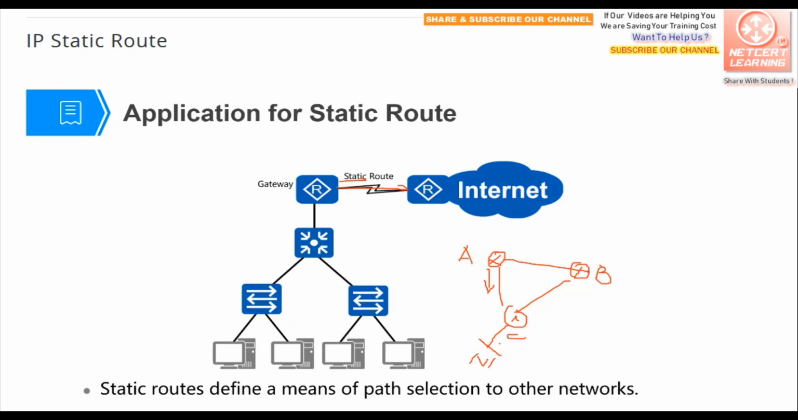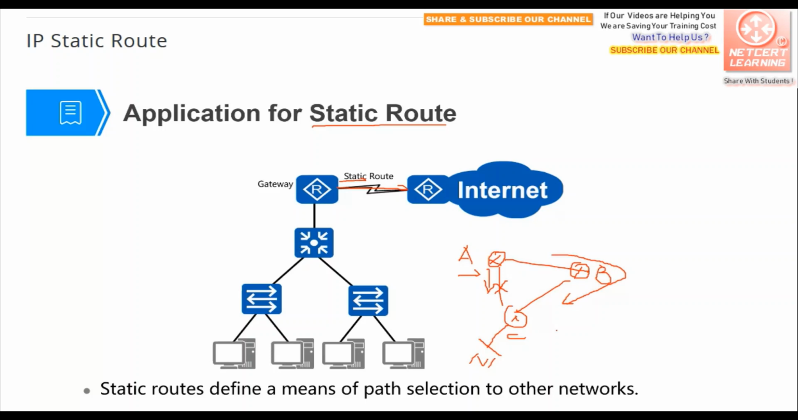That's right. But when the network topology changes, for example, this link is disconnected, the static route you configured on router A will not change. Although there's another path through router B, router A does not know until the network administrator changes the configuration manually. So the static route is not suitable for networks with redundancy, because it cannot change the route dynamically to fit the change of the network topology.